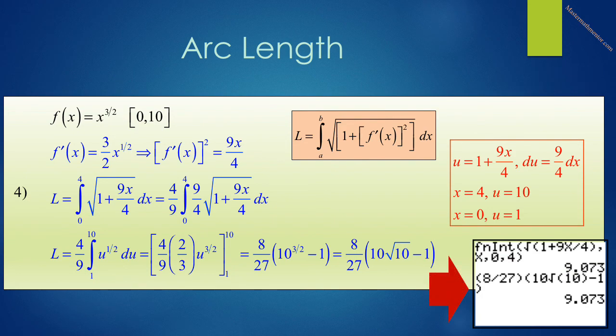We can verify our answer on the calculator. We can instruct the calculator to integrate the square root of 1 plus 9x over 4 from x running from 0 to 4, and we get 9.073. We also calculate 8/27 times the quantity 10 square root of 10 minus 1 and get exactly the same answer, 9.073.